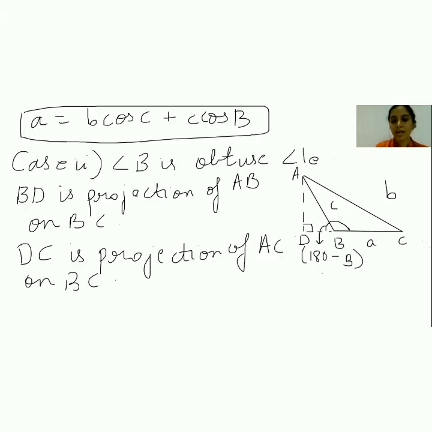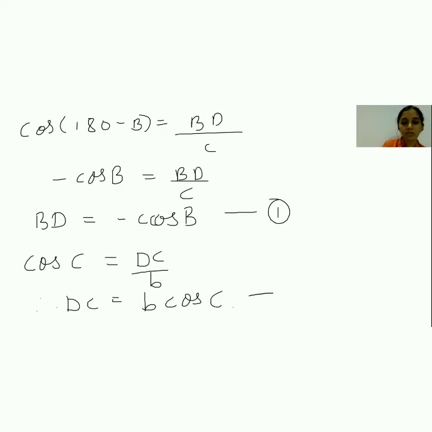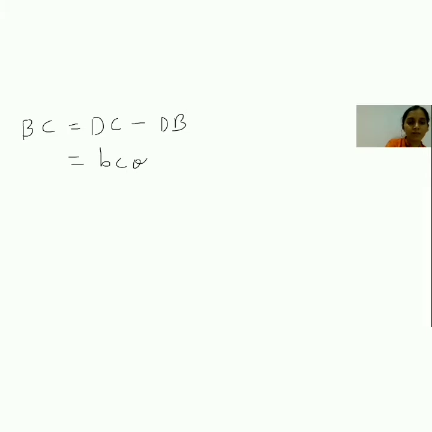So we'll say BC is equal to, now look at the diagram. The diagram says BC is DC minus DB. Subtraction will be there, right? So DC minus DB. Now what is DC from our previous step? It is B cos C. We'll put 2 here, B cos C, minus BD is minus C cos B. Okay, and here you can write from 1 and 2.